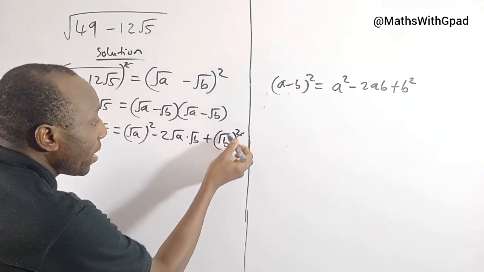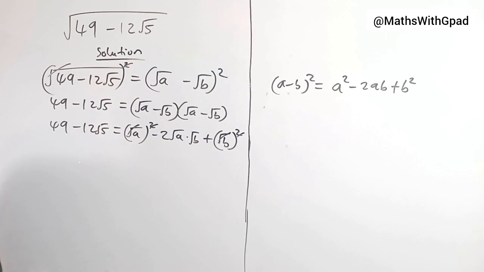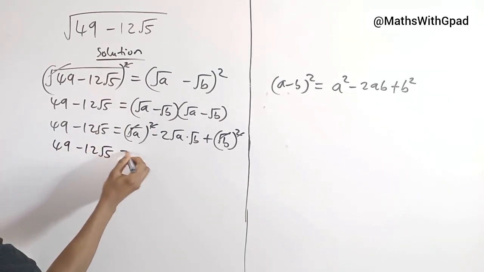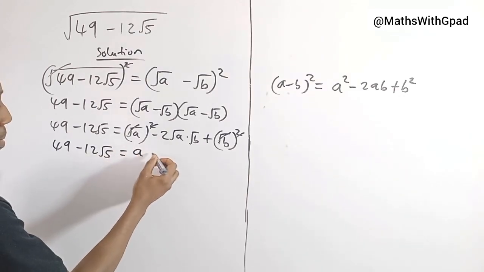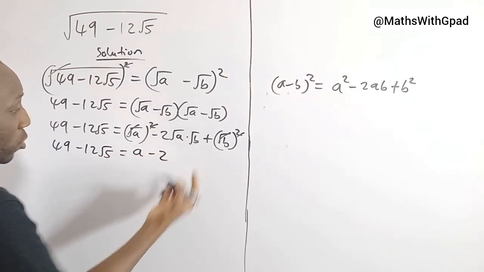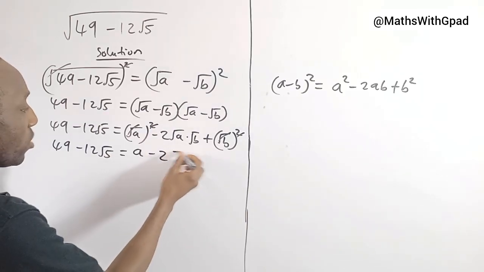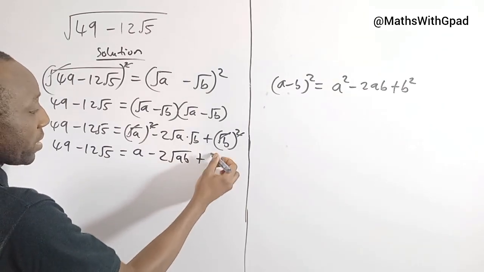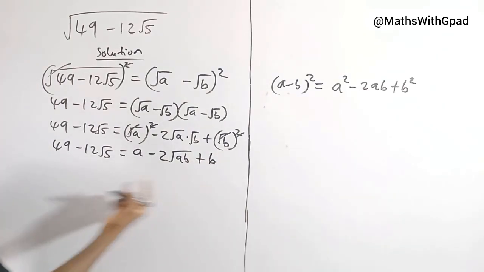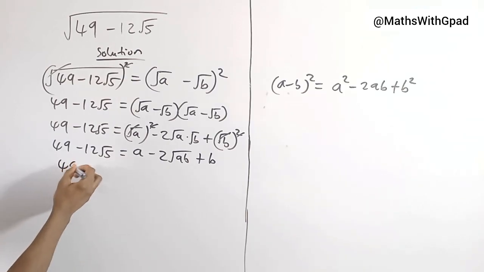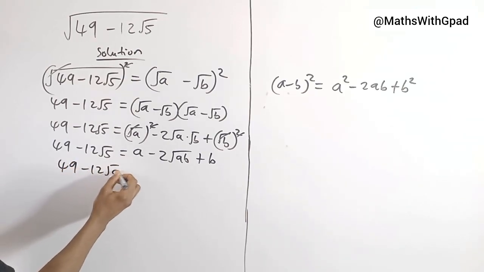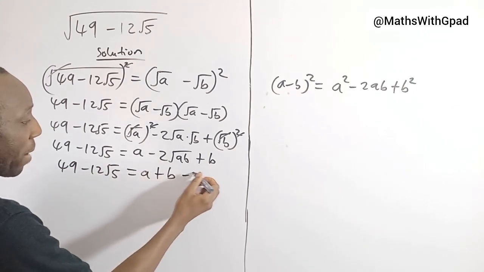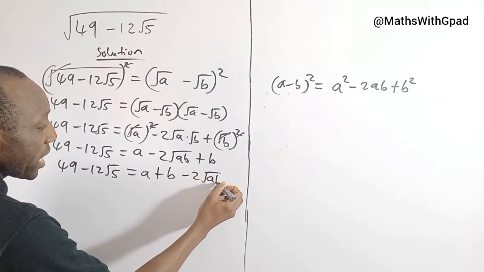Okay. Square cancels the square root. Same here. And what you have left is what? 49 minus 12 root 5 is equal to A minus 2. See, root A times root B can be rewritten to what? Root AB. And plus what? B is here. So let's rearrange this to be of this form. 49 minus 12 root 5 is equal to A plus B, then minus 2 root AB.